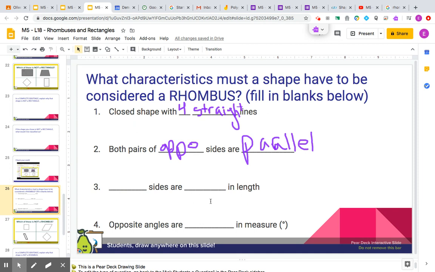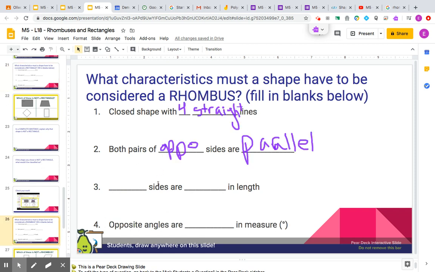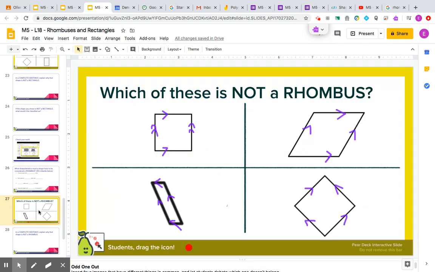So let's look at this third one. For rectangles, we knew that opposite sides were equal in length. However, rhombuses are a little bit more special than rectangles. Instead of having equal opposite sides, all sides are equal in length, which means the top side, the bottom side, the right, the left, all of them are the same length. So let's check to see if that's true for these shapes. Now I'm going to have to eyeball it. I know I don't have a measuring tool on me.